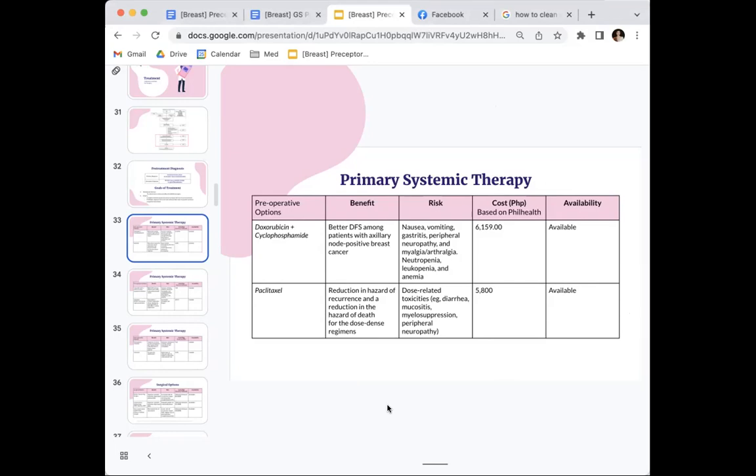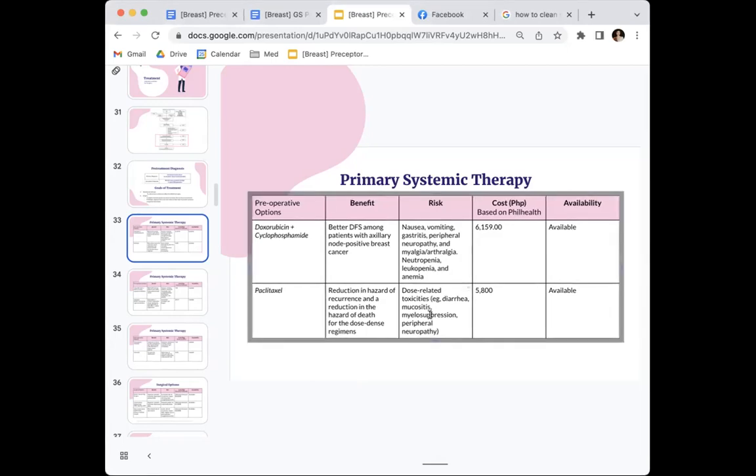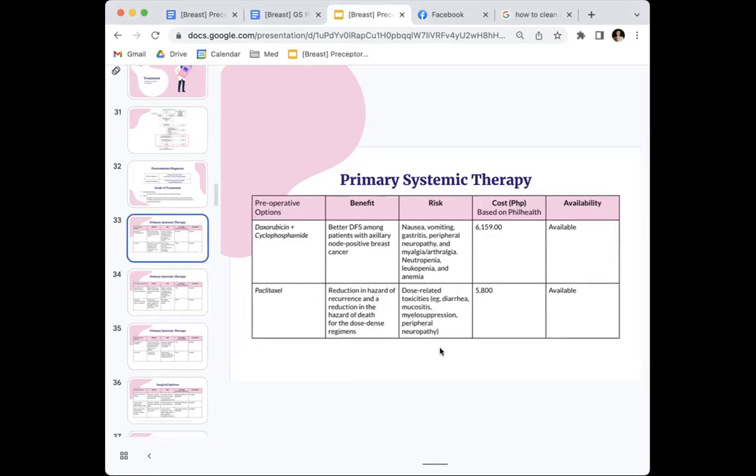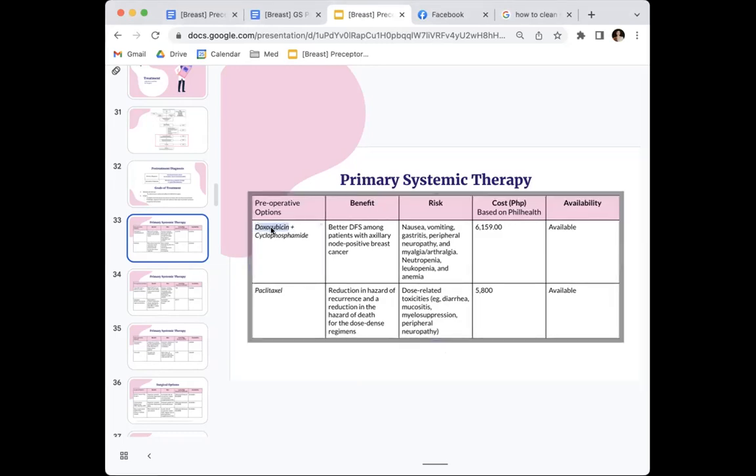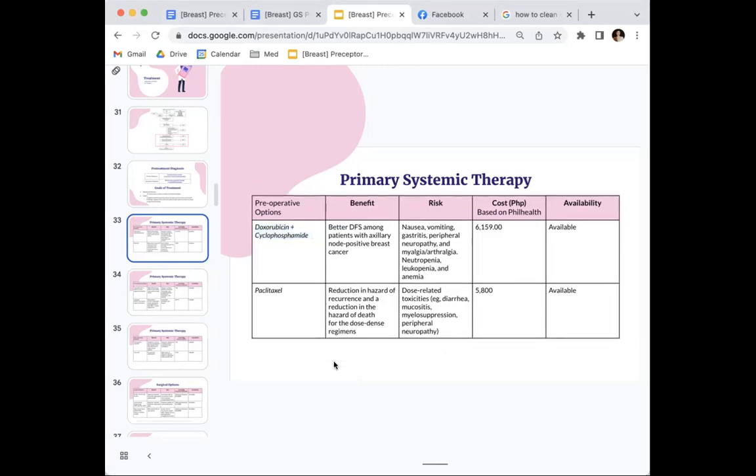Pero in terms of cost, baka triple yung DC and paclitaxel, no? So you may input the okay. And then in terms of the risk naman, you don't have alopecia for CMF, but you have alopecia for doxorubicin, cyclophosphamide, and paclitaxel, and other complications and other side effects. Mas maraming side effects itong DC and P, no? Okay, and of course the cost, no? Mas mahal, no?